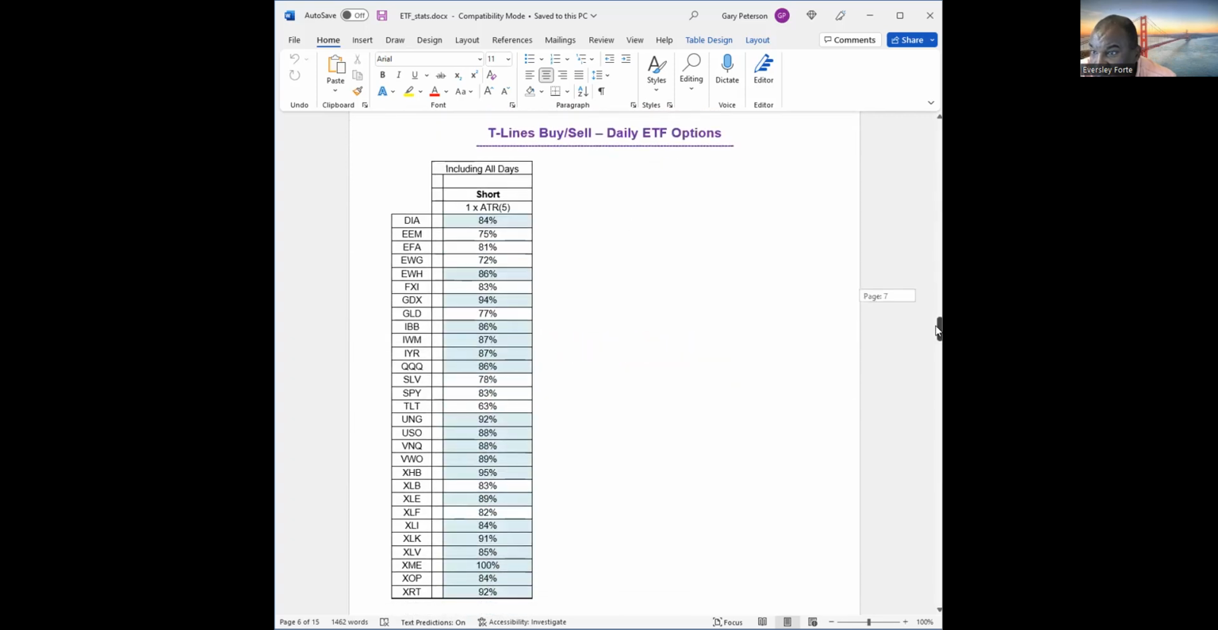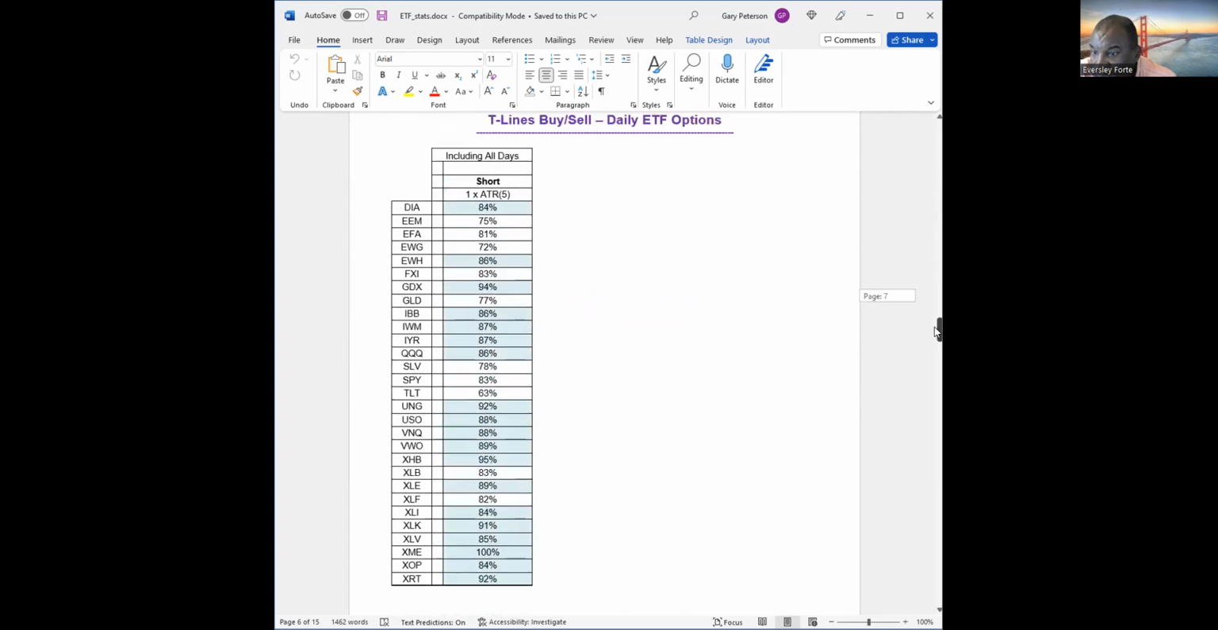Here's the T-line on the short side. This is the T-line short. Once again, this is what we expect win-to-loss percentage on the short side. And this trades market tops and market bottoms and in between. So this is the in between. After the market starts moving downward, we get these sell signals. We have a different strategy for selling the market tops.